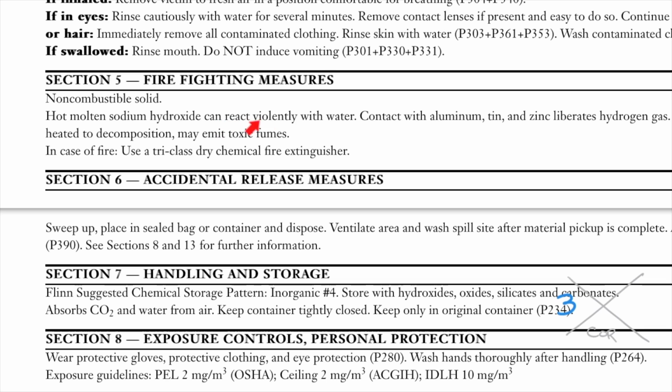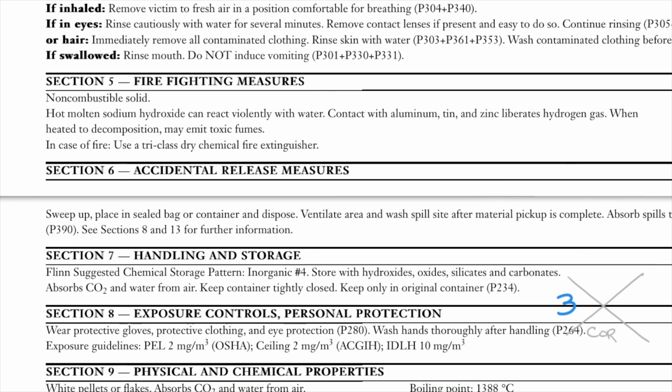It may react violently with water, but this is going to be in the molten sodium hydroxide. Okay. There's a lot of contact with aluminum, tin, zinc liberates hydrogen gas. And there's a couple of other items over here. When heated to decomposition, it may emit toxic fumes. So all of that's pretty dangerous. But the main thing here for fire is that it's not going to be combustible.